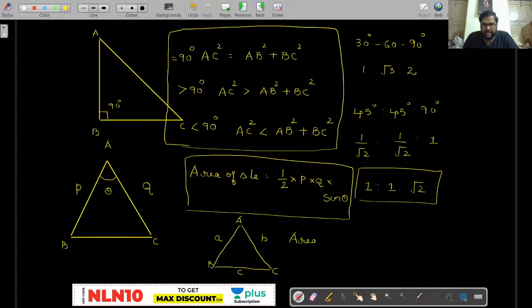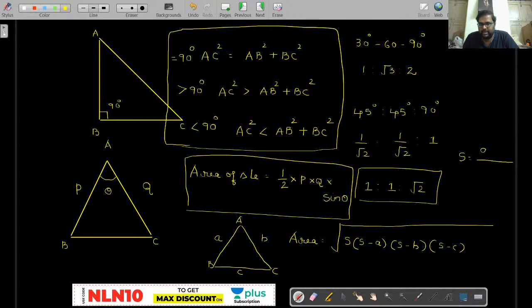Area of the triangle can be deduced by Heron's formula: root of S into S minus A into S minus B into S minus C. Now S is called the semi-perimeter, which can be calculated by A plus B plus C by 2. Now observe here, what is perimeter and what is semi-perimeter? Do you know the difference between them?